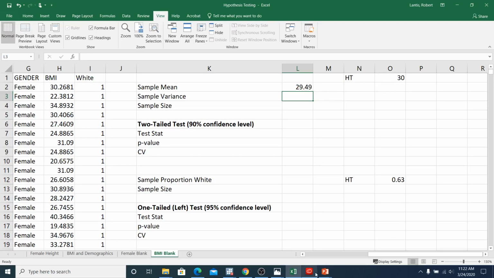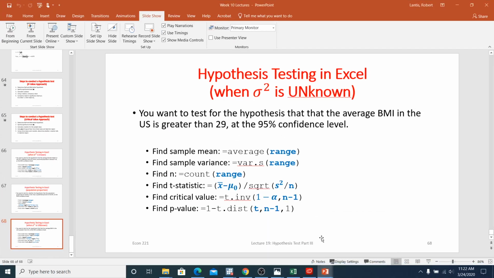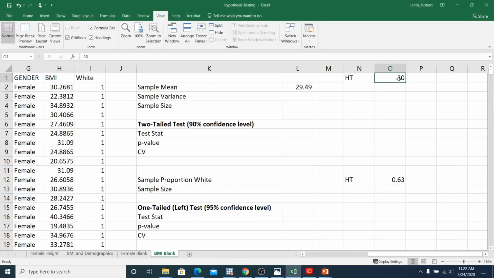I've got the hypothesized true value of 30, although that might be different than what I said in the slides. I said 29 in the slides. So let's stick with that. This hypothesized true value, let's do 29.